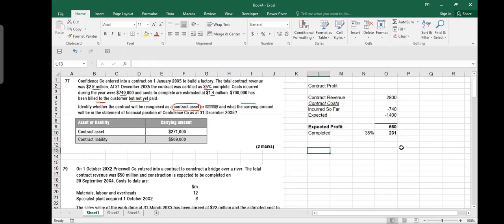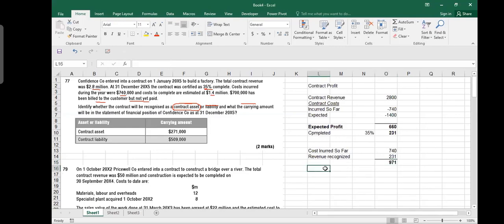And now you say costs incurred. Costs incurred so far are 740,000. You put 740 here, which you already have spent. And then the revenue which you are going to recognize is 231. So this is the total amount, actually 971, because the cost which you incurred plus the profit which you recognize is your total amount, which is your accrued income.